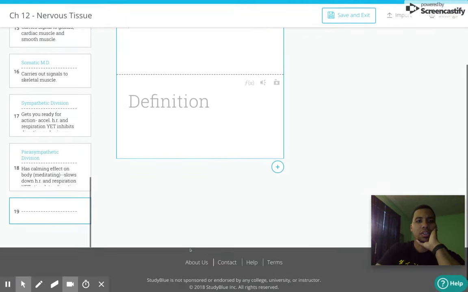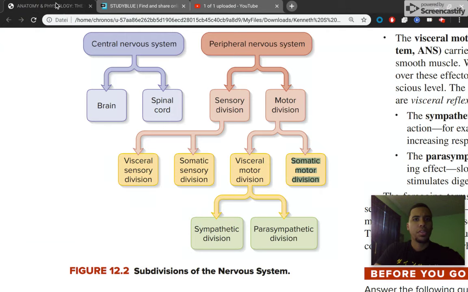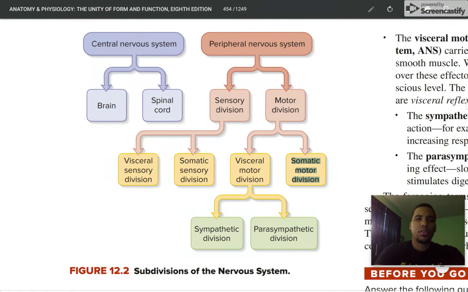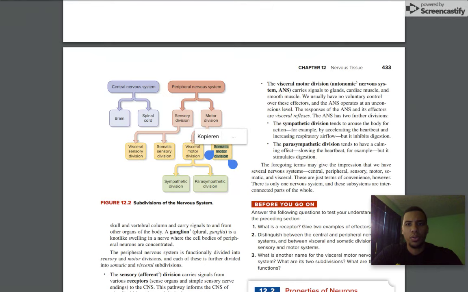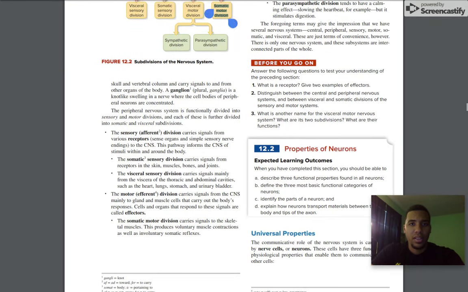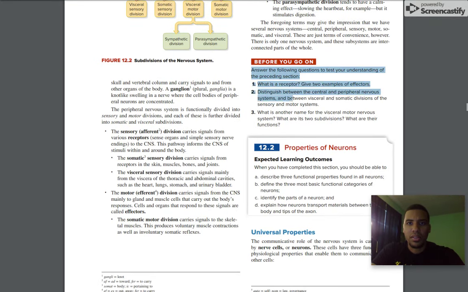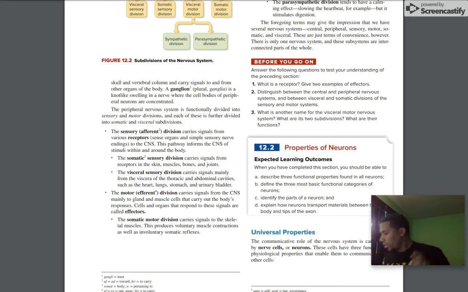I'm going to tell you right now, go through this chart, go through the book and read 12.1 over and over again. And then you should read this before you go on as best as you can and try to answer those, right? So what is a receptor? Give two examples of effectors. The effector, I know it's in the book, but it's on slide 12-8. Cells and organs that respond to commands from the central nervous system. So an effector is just a cell or an organ that responds.